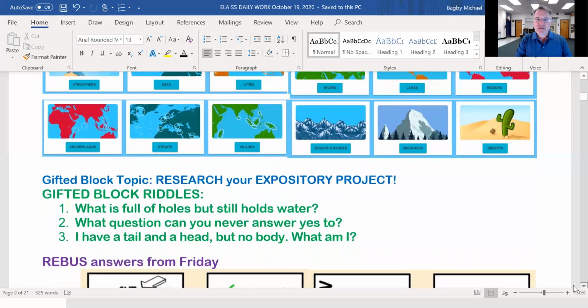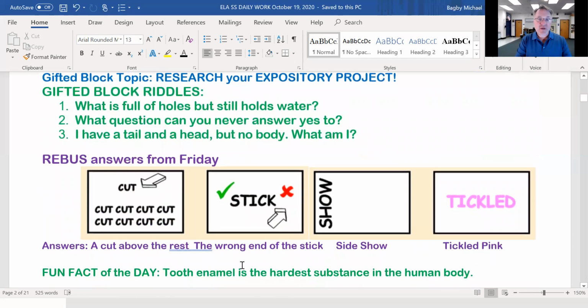3 riddles today. Well, first of all, the answers from last week's rebuses. Cut above the rest. There it is, it's above the rest. The wrong end of the stick, common expression. That's also a common expression, a cut above the rest. Sideshow, another common expression. And the last one, tickled pink. Remember, if you're creating a rebus, you really should have it indicate some phrase or expression that is commonly known. Like, I'm as hungry as a horse.